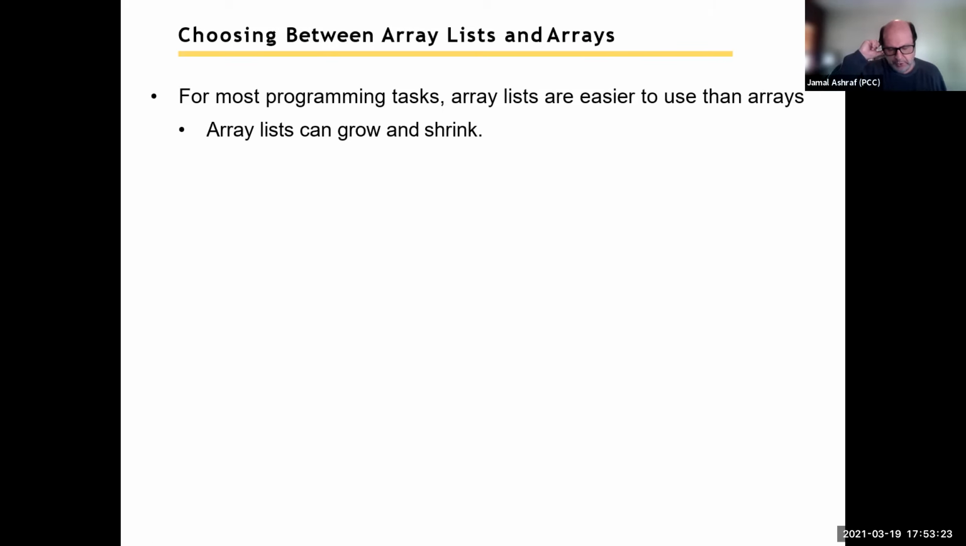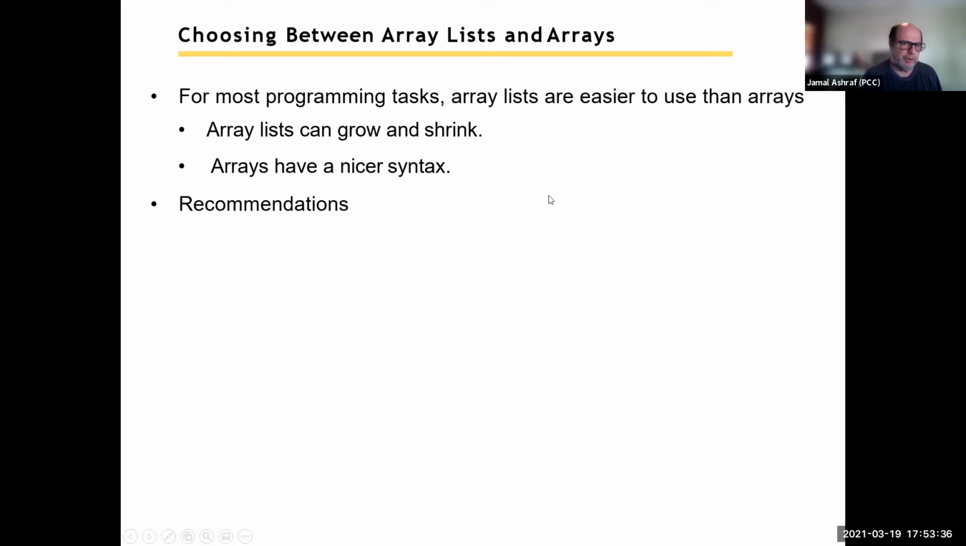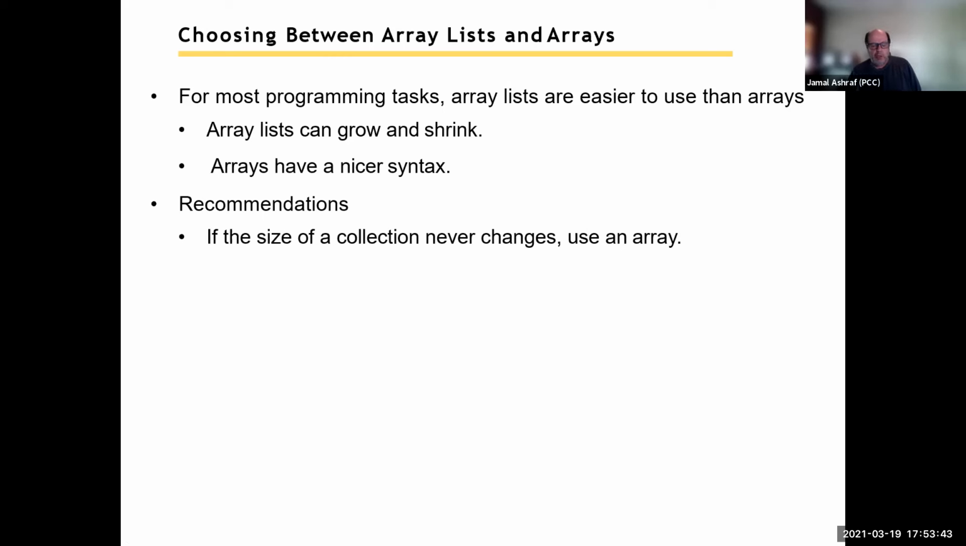Okay, the things that we can do with the array list that we cannot do with the arrays. The array list can grow and shrink. Arrays have a nicer syntax. We can use the brackets and all those kinds of things. So if we have a fixed size, we definitely should use the array. That's going to make our program more efficient, even though computers are much faster nowadays. Still, we have to think about efficiency.